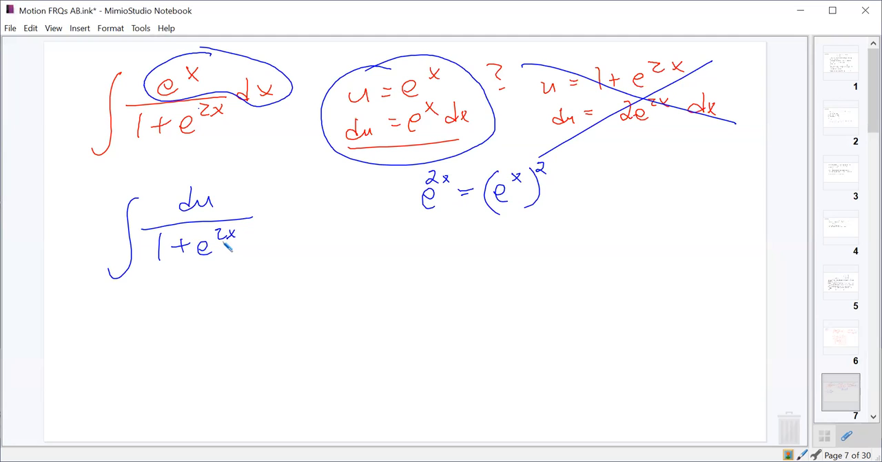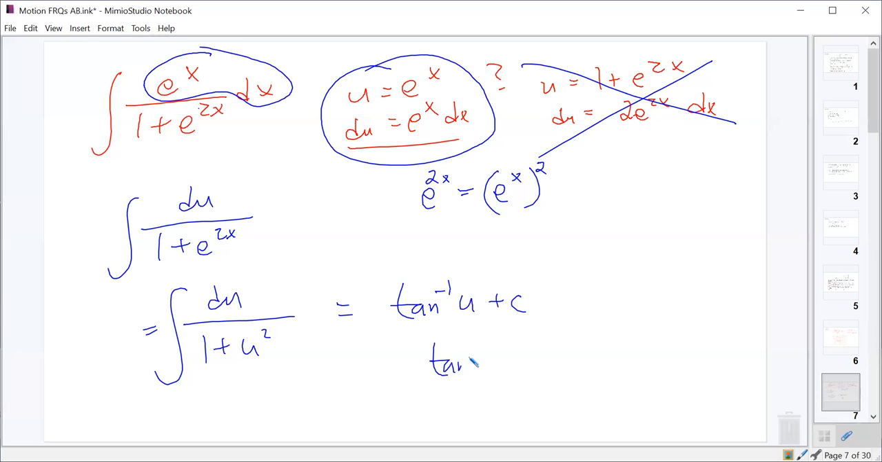So I could rewrite 1 plus e to the 2x as 1 plus e to the x squared, and e to the x is u, so this could become the integral of du over 1 plus u squared. And what's the integral of du over 1 plus u squared? Inverse tangent of u plus a constant, which gives us inverse tangent of e to the x plus our constant, which looks like it is choice A. So you got to be a little creative with your u substitution and rewrite some stuff.